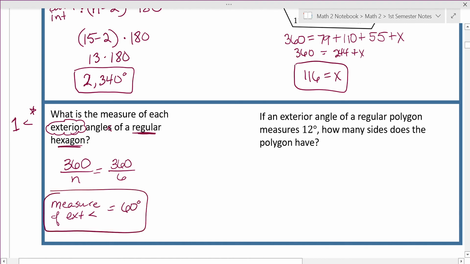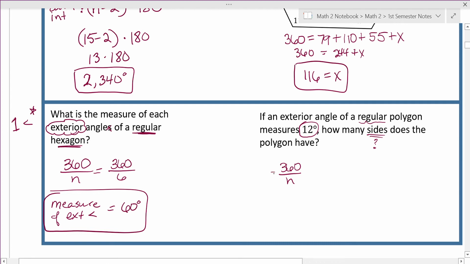And then this one is using that same idea. We have a regular polygon, but now they give us the measure of one of the exterior angles, and they want us to figure out how many sides there are. So we'll have some problems where we're trying to figure out the measures of the angles. We'll have some where we're trying to figure out how many sides there are. So we're still going to use our 360 divided by n equation, because that is the equation for finding the measure of an exterior angle of a regular polygon.